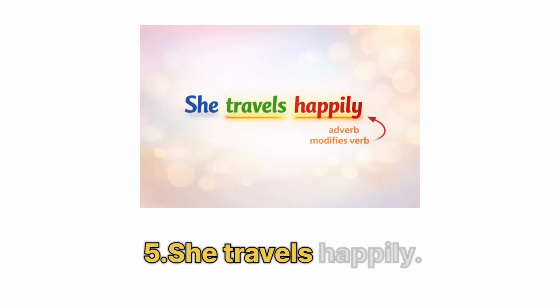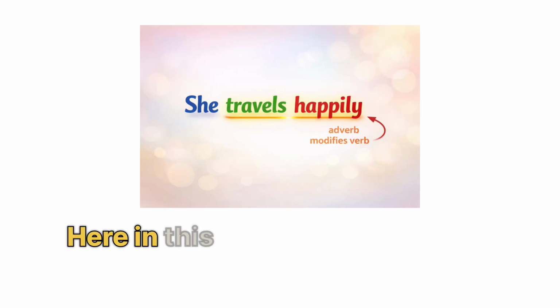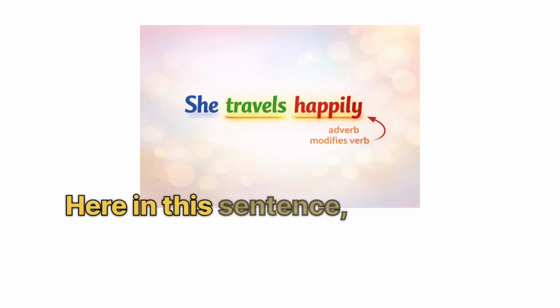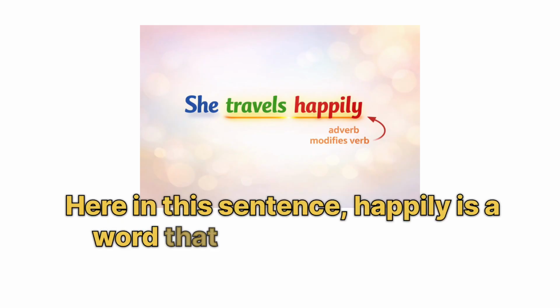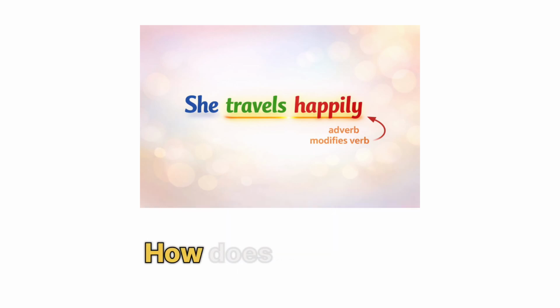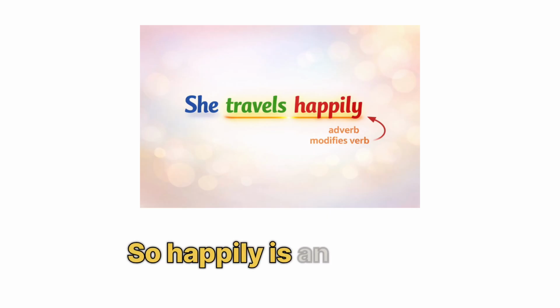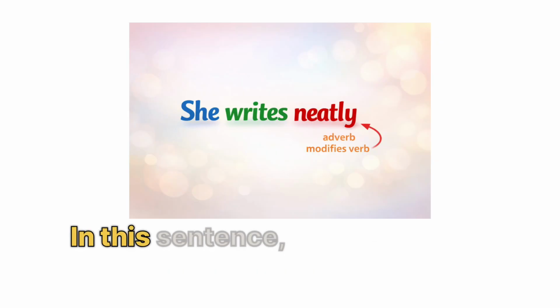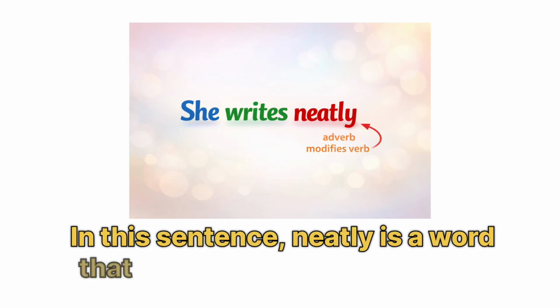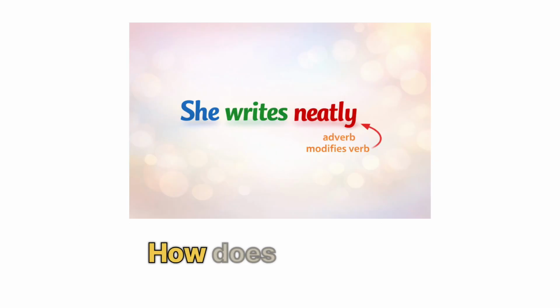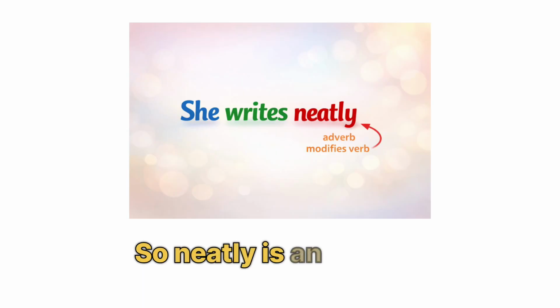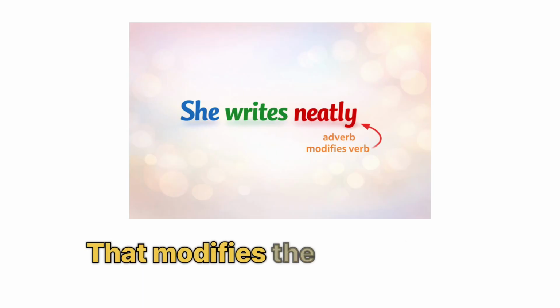She travels happily. Here in this sentence, happily is a word that describes the verb travel. How does she travel? She travels happily. So, happily is an adverb. She writes neatly. In this sentence, neatly is a word that describes the verb write. How does she write? She writes neatly. So, neatly is an adverb that modifies the verb write.